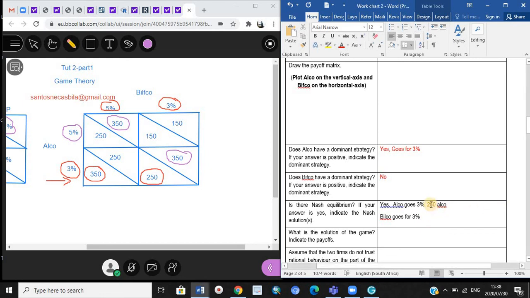No, this is the other way around. 350 for Alco, and here's 250 for Bilfco.